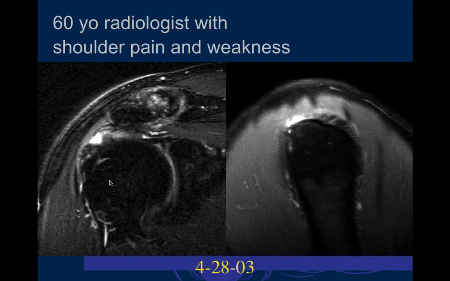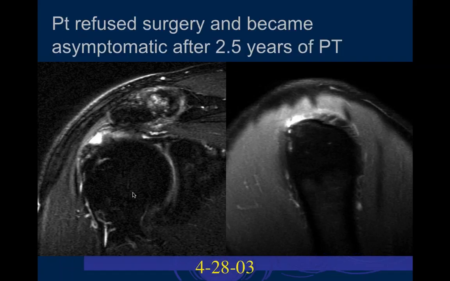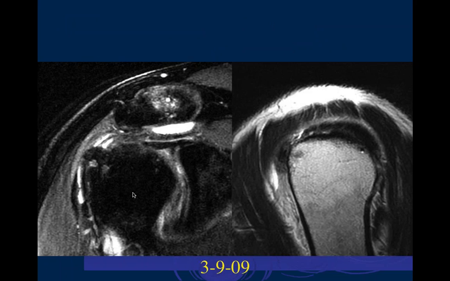And on the coronal, you can see that as well, predominantly extending from maybe 1 centimeter from the insertion. Mm-hmm. And then there's also some tendinosis. Yep. So this was another radiologist, not me, who had kind of a similar tear and also refused surgery and did well with physical therapy.